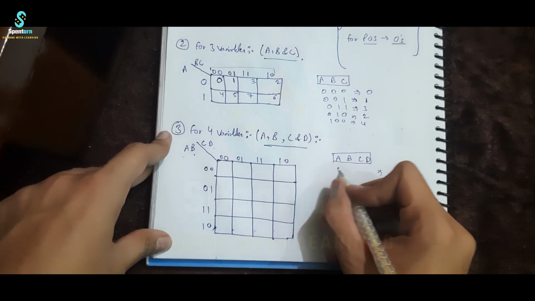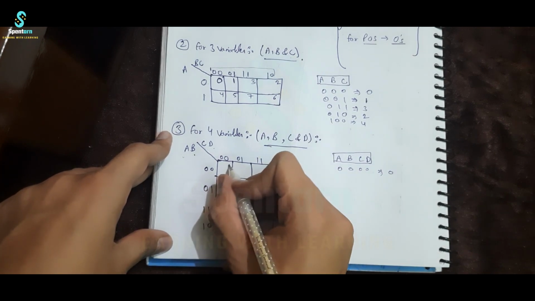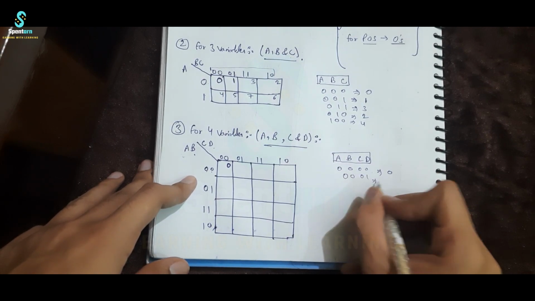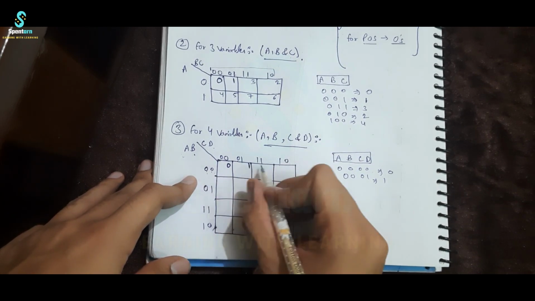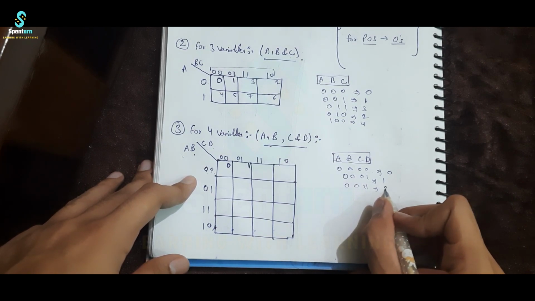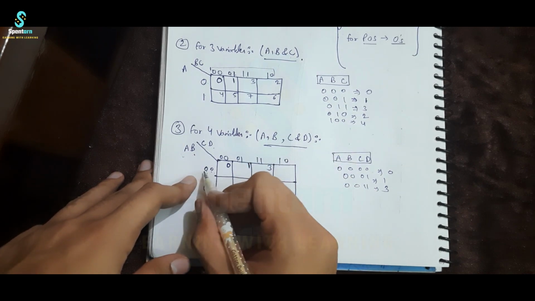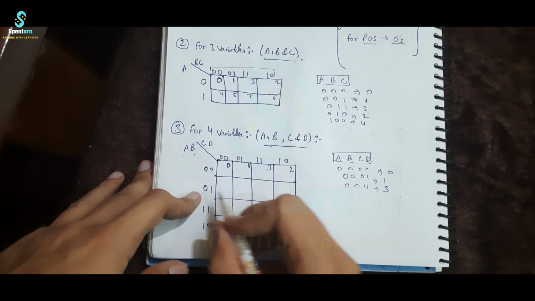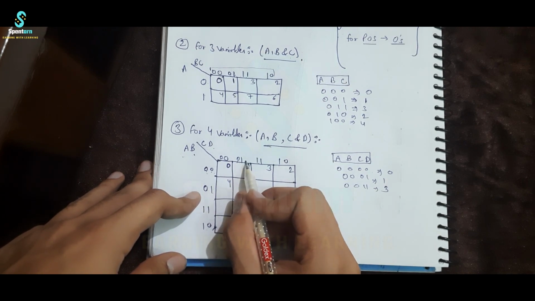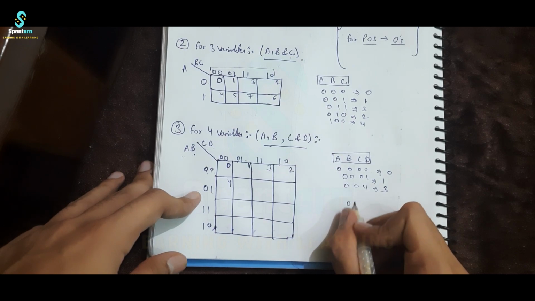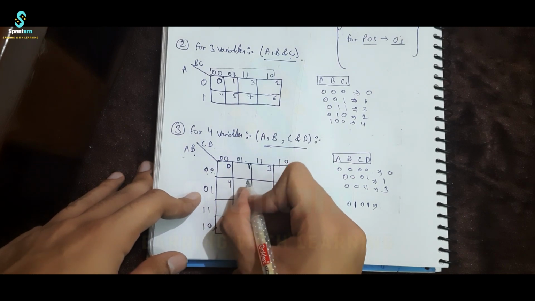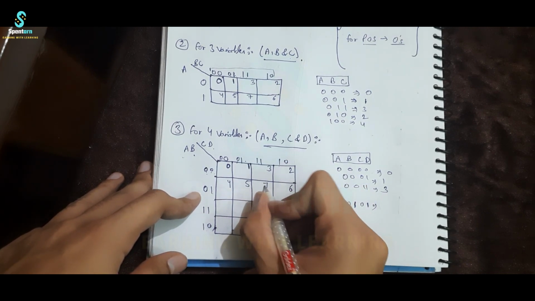So 0, 0, 0, 0, the value of 0, 0, 0, 0 is 0. Now 0, 0, 0, 1, the value of it would be 1. Similarly 0, 0, 1, 1, what is the value of it in binary? It is actually 3. So similarly we can write down 0, 0, 1, 0 as 2. Now 0, 1, 0, 0, which is 4. 0, 1, 0, 1, what is the value of it? It is actually 5. Then 6 here, then 7 here.